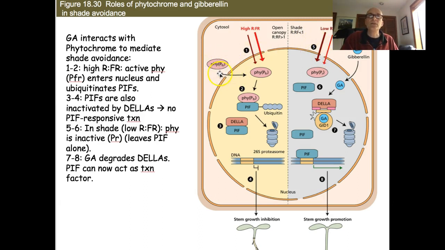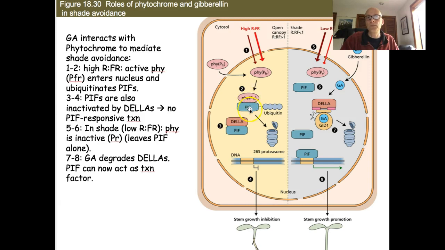Back to the sun. So if it's sunny, then the phytochrome moves into the nucleus and is activated. So you have the PFR form. And phytochrome then can act as a ubiquitinator here of certain proteins, in this case the PIF protein, phytochrome interacting factors. Right? There are different kinds, but there's this one, and when it interacts with the phytochrome, it leads to ubiquitination to the proteasome.